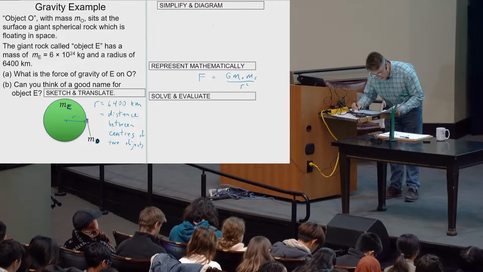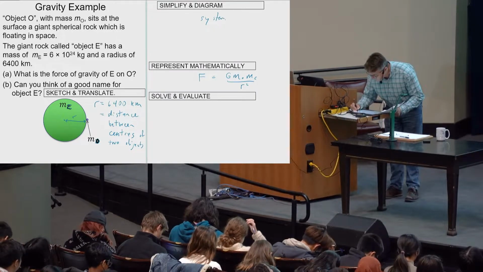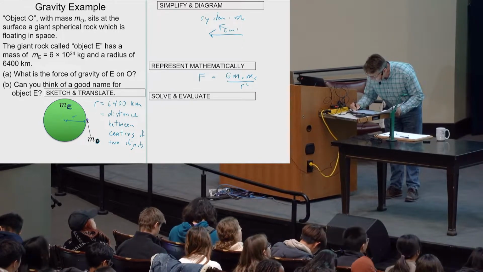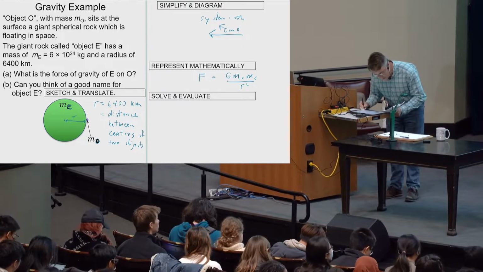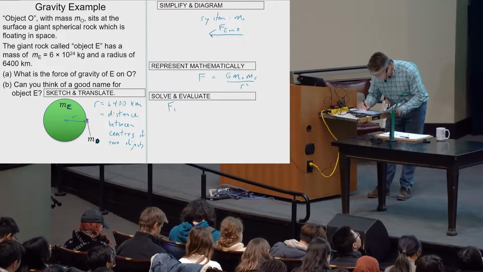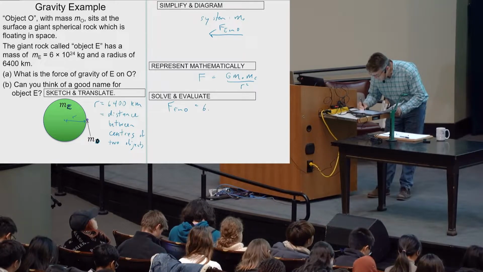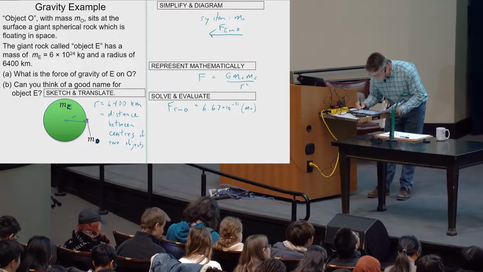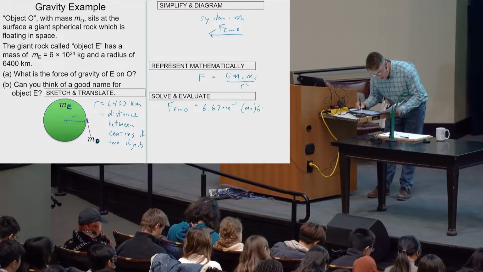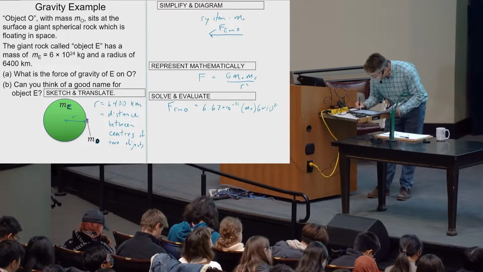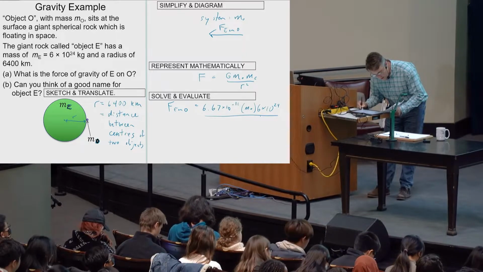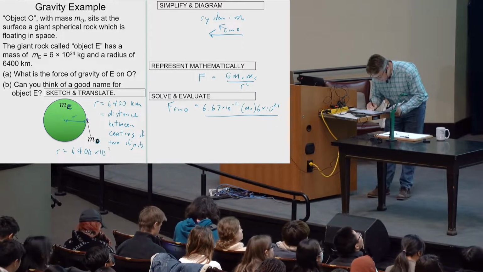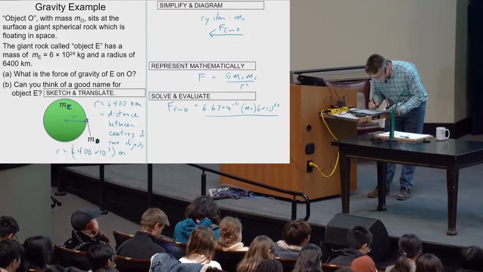We've got a system, and the system here is just MO. The force of gravity, F of E on O, is to the left, pulling it towards the center, because it's an attractive force. So F E on O is equal to 6.67 times 10 to the minus 11 times MO times 6 times 10 to the 24, divided by R squared, where R is 6,400 times 10 to the 3 meters, because there's 10 to the 3 meters in a kilometer.